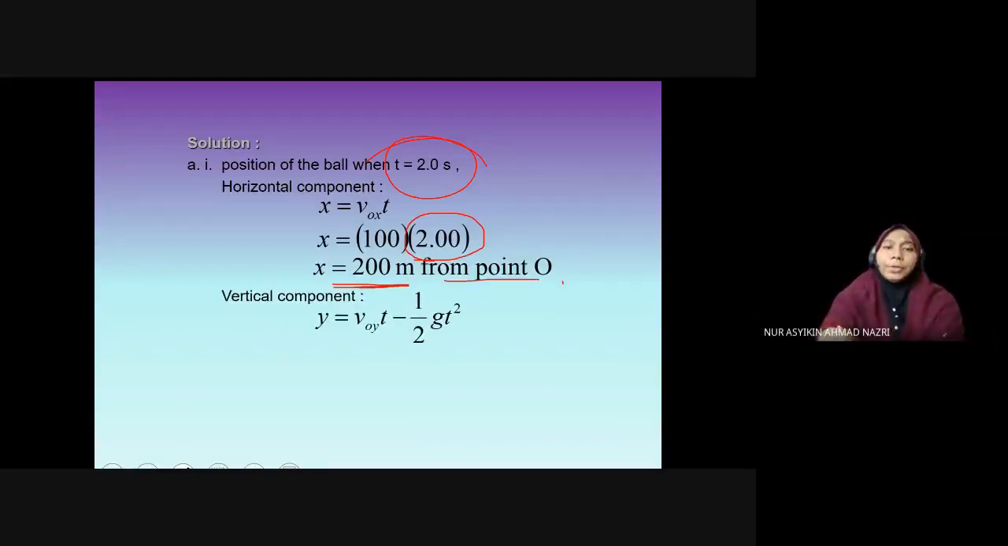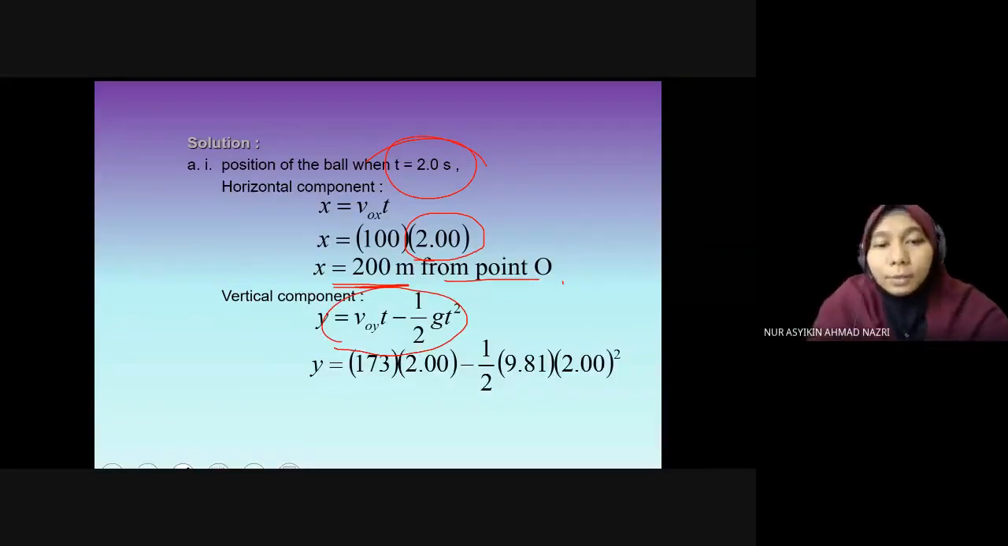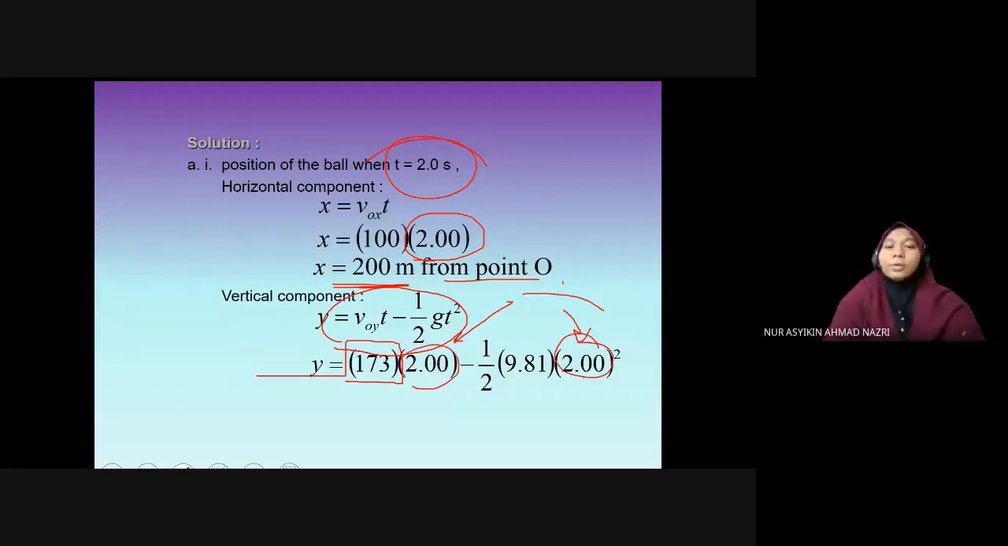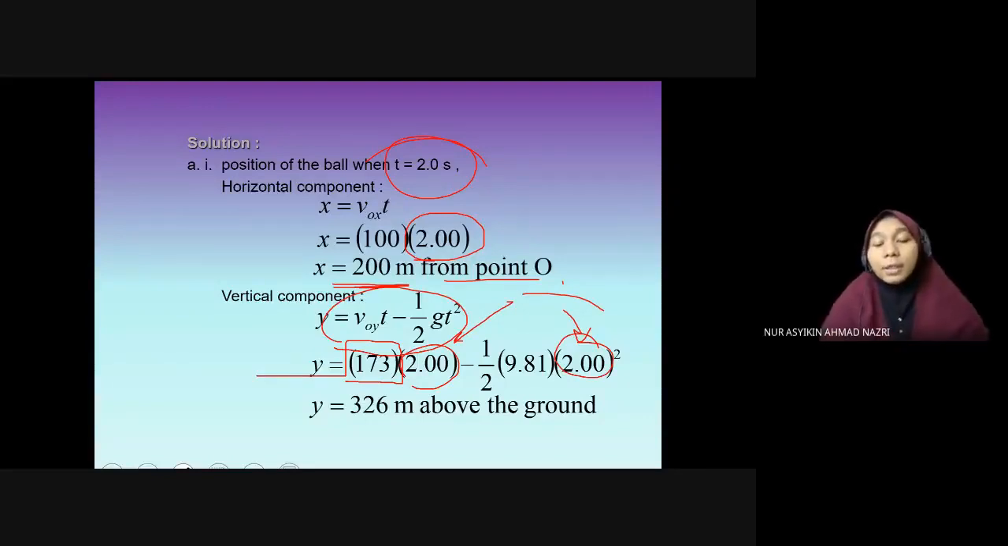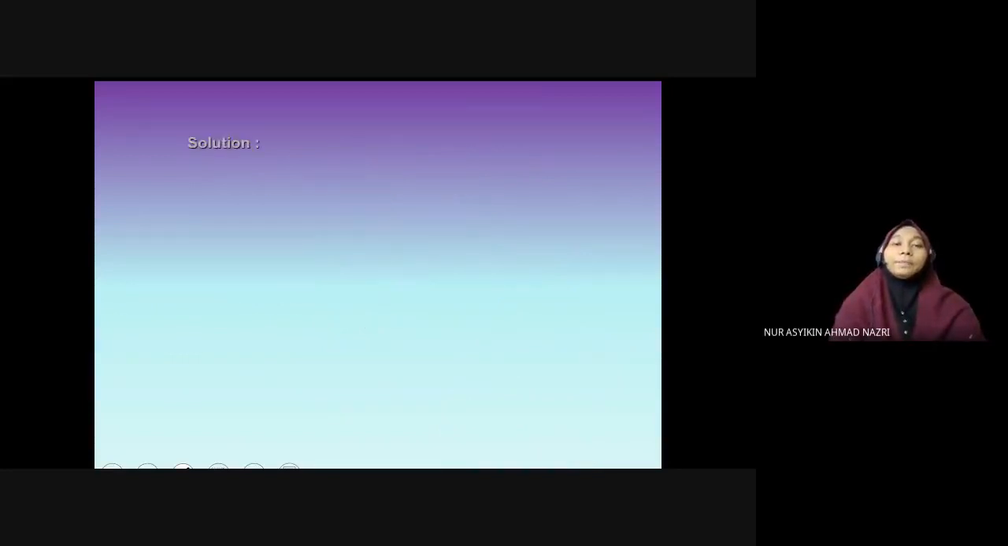For vertical component, we will use this equation. Right? So again, we have this is your initial velocity you masukkan. So time ni kita ambil dari mana? Sebab time ni dia yang request nak 2 second. So masukkanlah 2 second. So what happened to the y? 326 meter above the ground. Because this soalan nak position, dan can you just leave your answer like that? No. Because the position must always be shown in coordinate form, right? So B.